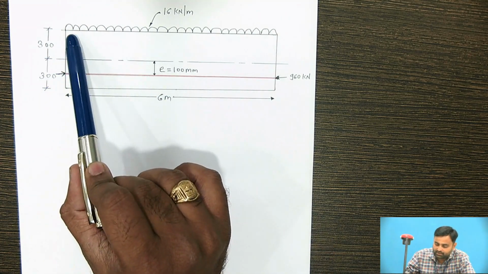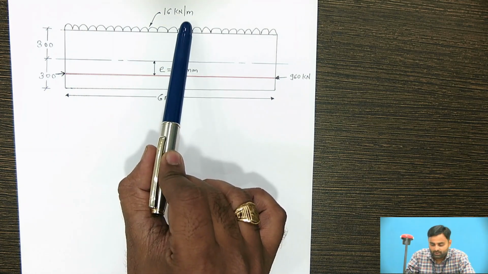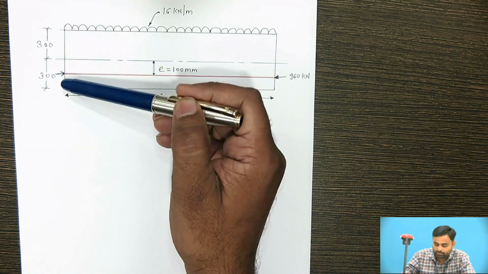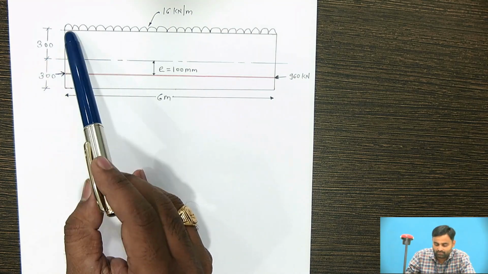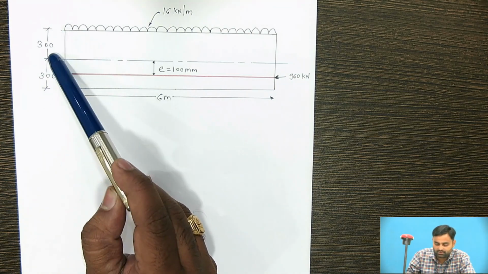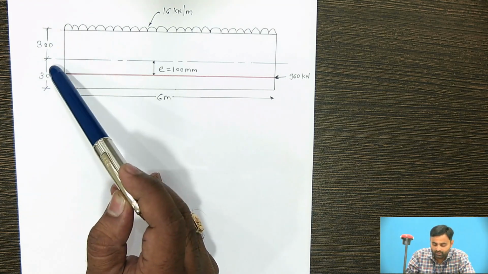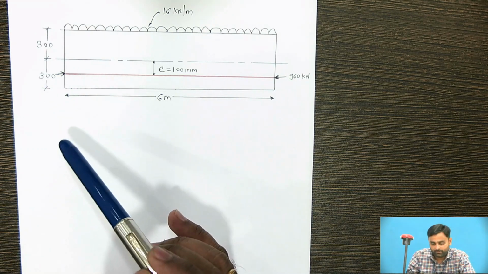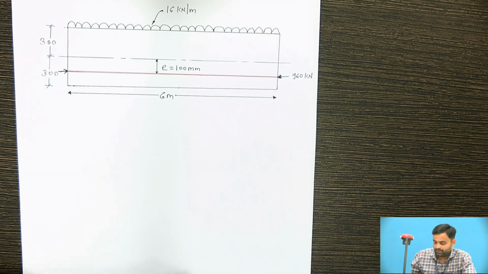Here you can see at the top a load of 16 kilonewton per meter is applied. As mentioned in the problem, the total depth of the beam from top to bottom is 600. From the neutral axis we have taken half of the distance, that is 300. The topmost fiber is at a distance of 300, and from the neutral axis the bottom fiber is also at a distance of 300. Now, by using the stress concept we need to calculate the extreme fiber stresses.